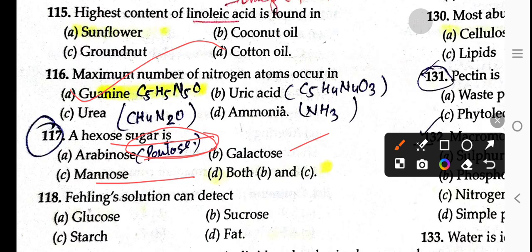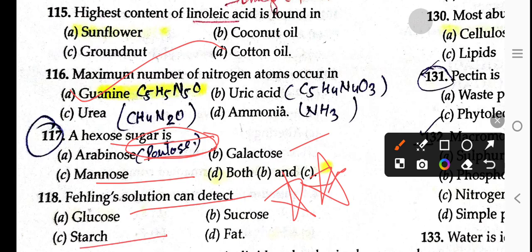Next question, Fehling solution can detect, very important question. It can detect the ketonic group or aldehyde group if present. We know that polysaccharides do not give Fehling solution and Benedict test. So in this case it is glucose which can give Fehling solution. Sucrose is again an oligosaccharide.